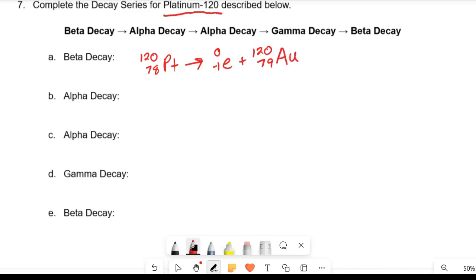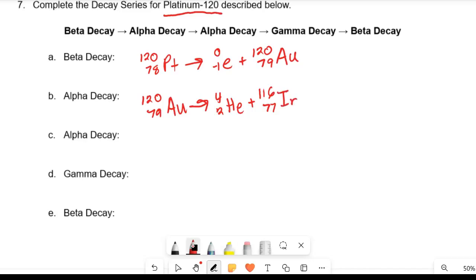And since this is a decay series, the Au that we ended up with after the beta decay is our starting point for the next decay. So it's going to be our starting point for the alpha decay. So 120, 79, Au, and it's going to go through an alpha decay. So it's going to release an alpha particle, so that's 4, 2 He. And now let's figure out what the product is. So what number plus 4 gives us 120? That would be 116. What number plus 2 gives us 79? Would be 77. And atomic number 77 on the periodic table would be Ir.